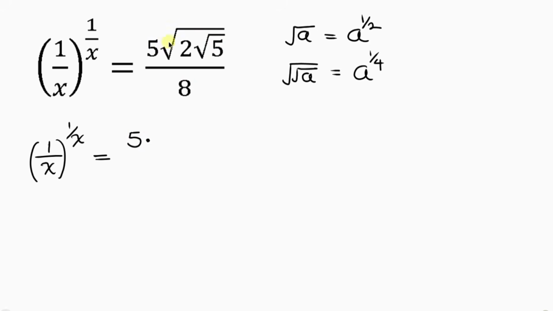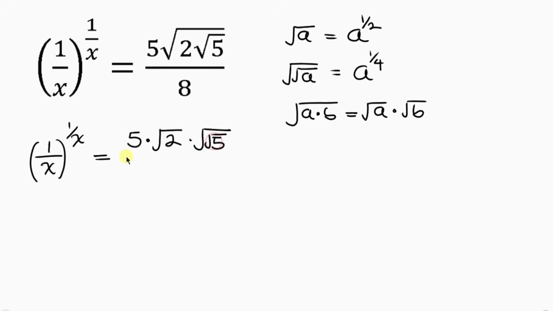Now there is a property we're going to be using here that says when I have the square root of a times b, this can be written as the square root of a times the square root of b. That's what we're going to be doing here. So we see this square root of 2 times the square root of 5. That means it can be written as the square root of 2 times the square root of the square root of 5, all over 8.